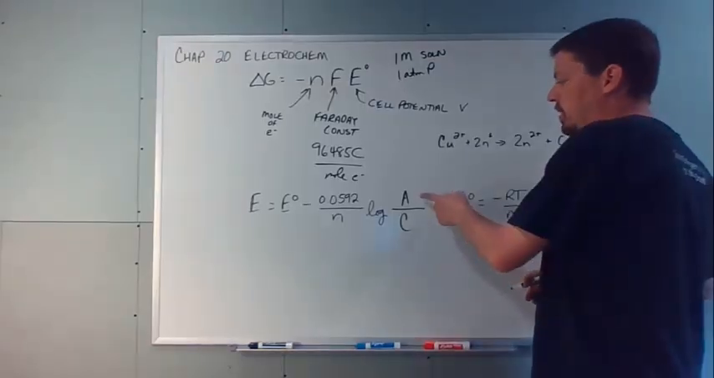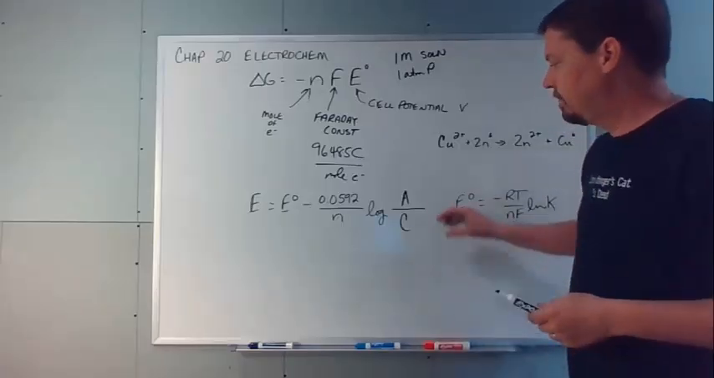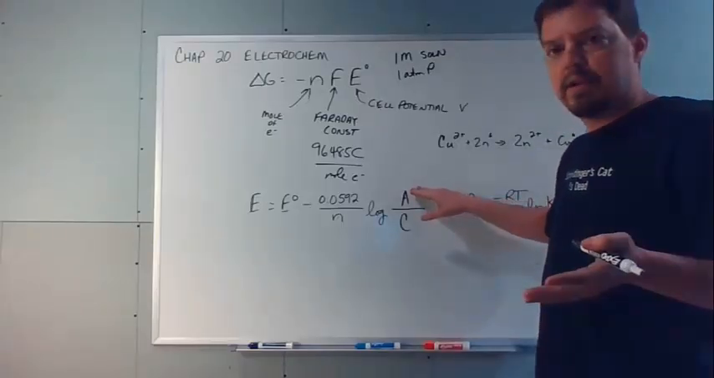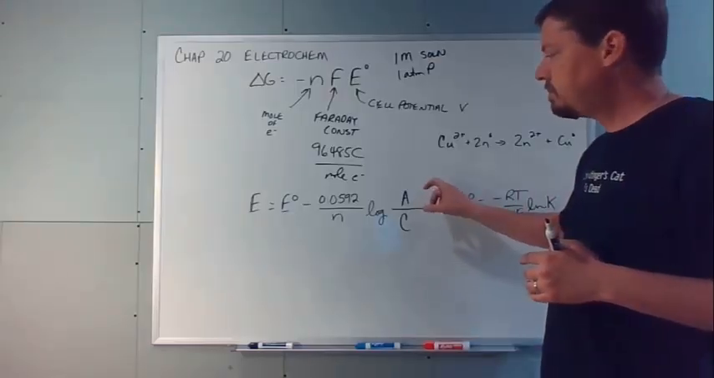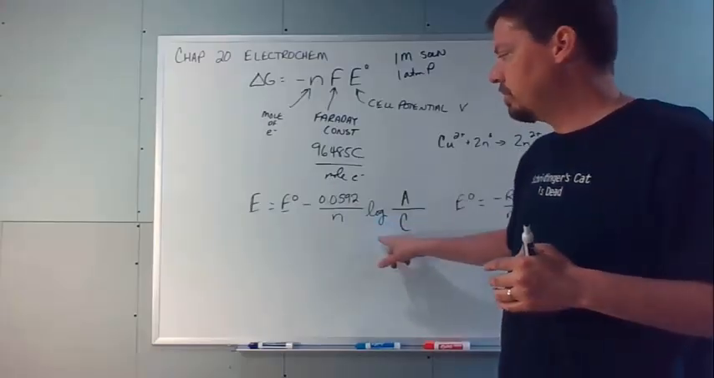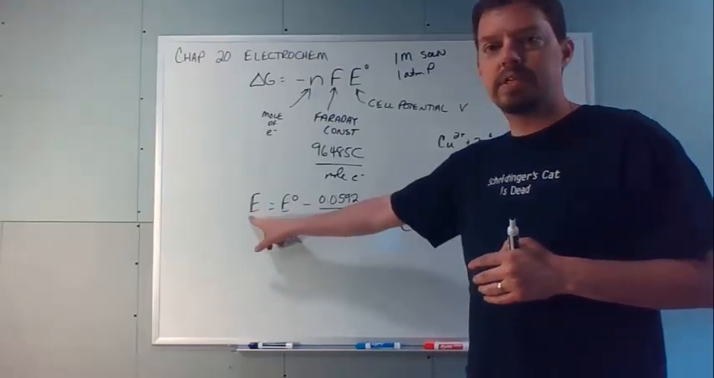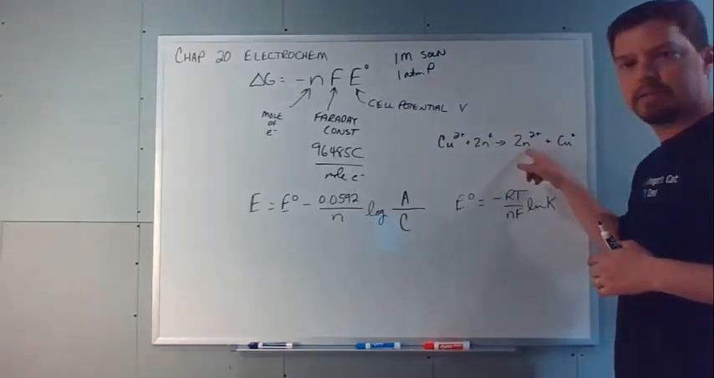So what you want to look at then is where is your concentration greater, and what's that going to do? If your anode is greater than your cathode, meaning your Q is greater than K, then what's going to happen is it's going to make this negative bigger, which is going to cause your voltage to go down, which means I have too much product.